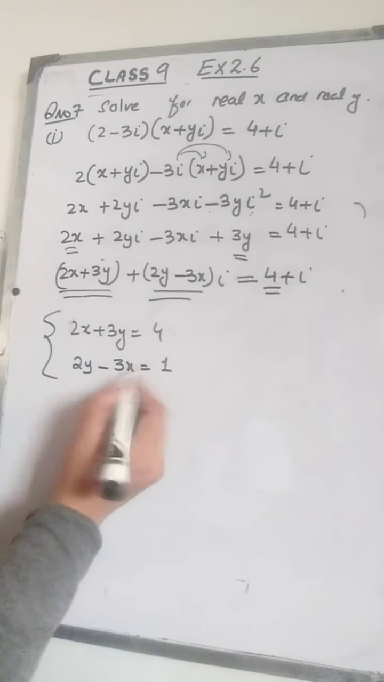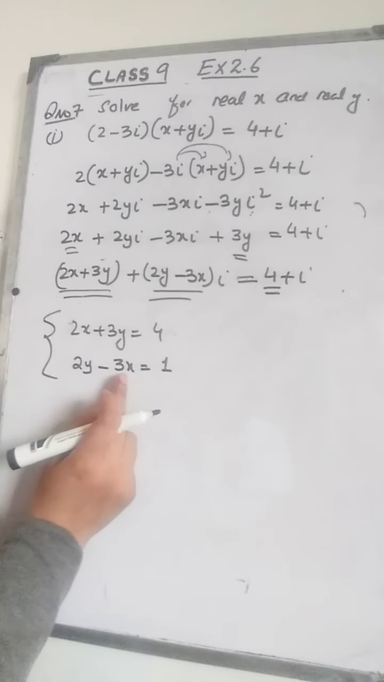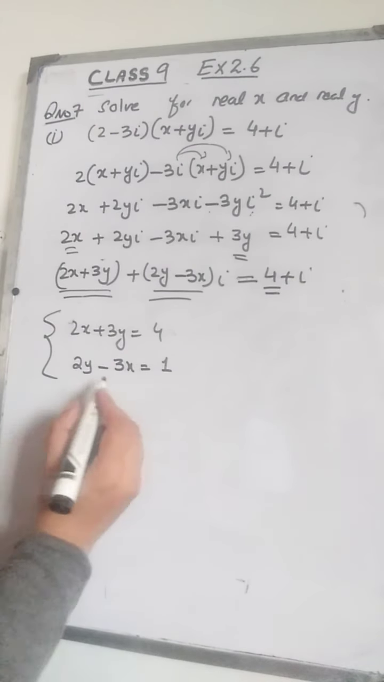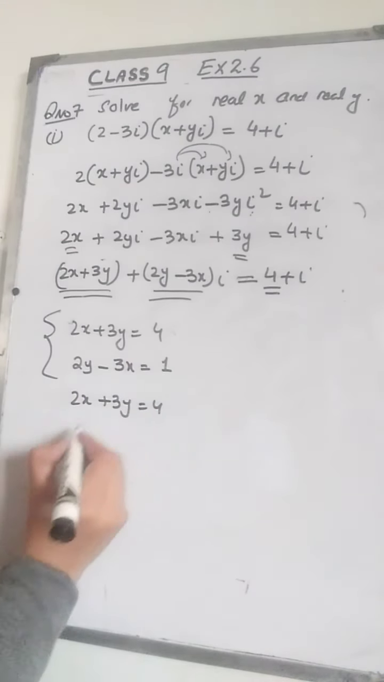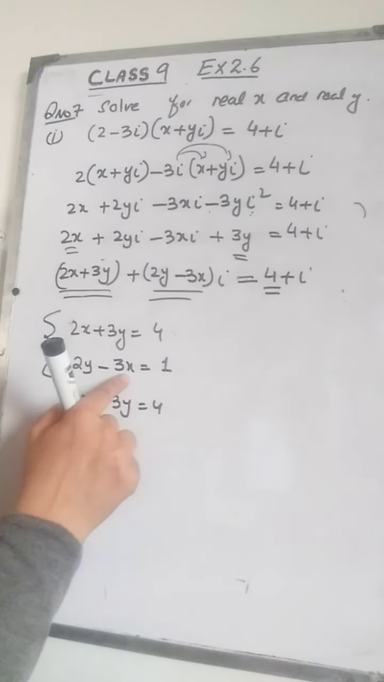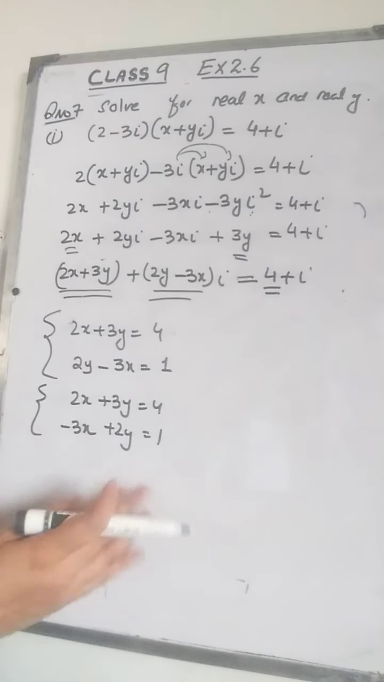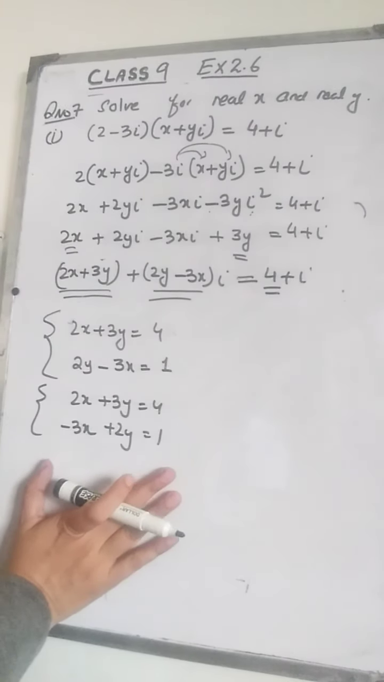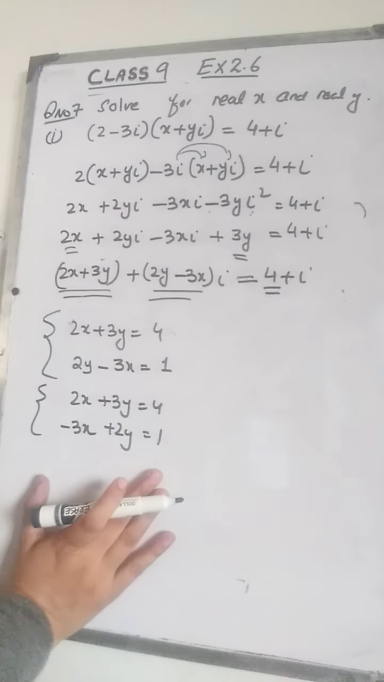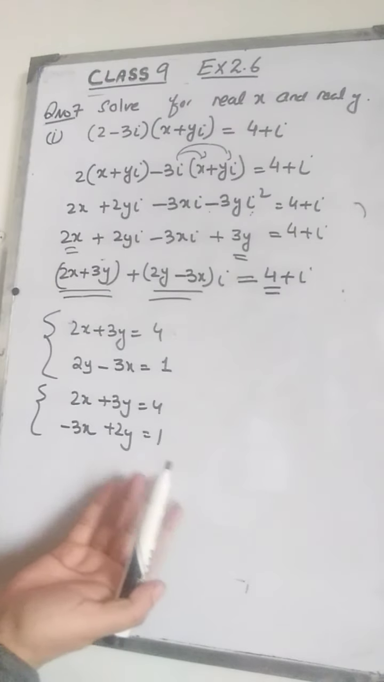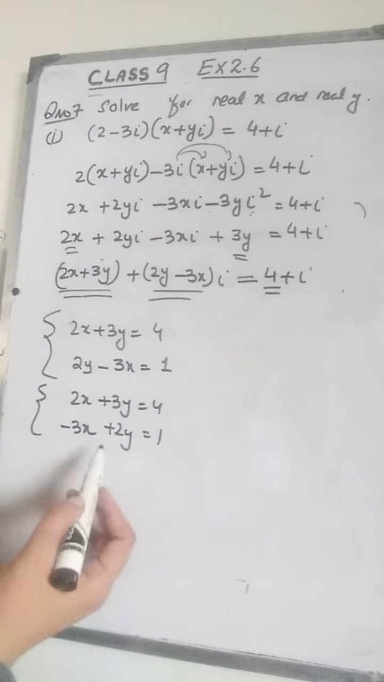To solve them we can use either the substitution method or the elimination method. Let me arrange this: 2x plus 3y is equal to 4, and minus 3x plus 2y is equal to 1. We can solve it by elimination, substitution, or even by matrices, Cramer's rule, to get the values of x and y. Let me use the elimination method.